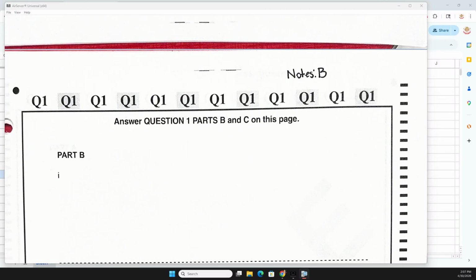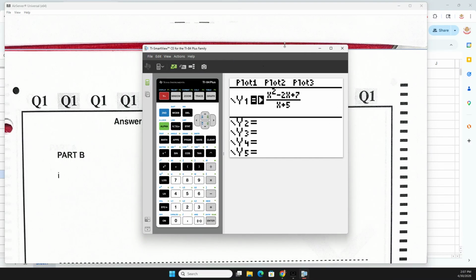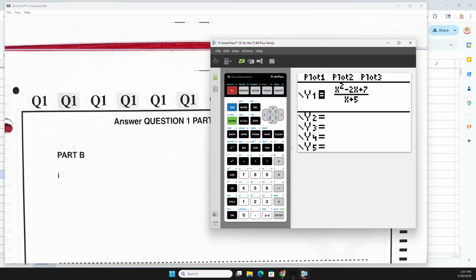The next question is going to be either find when this function equals a number or find the zeros. So this one we want to know when G of X equals 4. So G is the Y equals 1. And so what do you think we should put for Y2? 4.